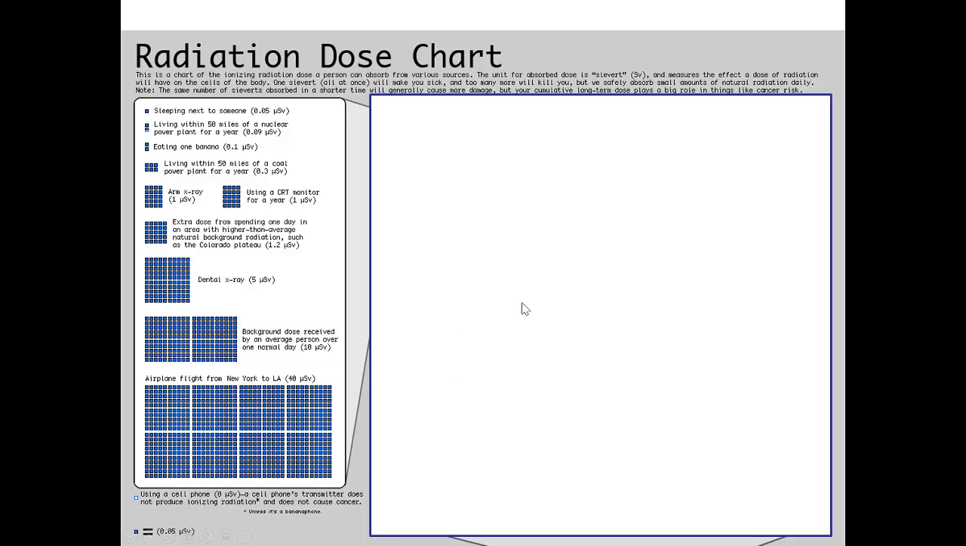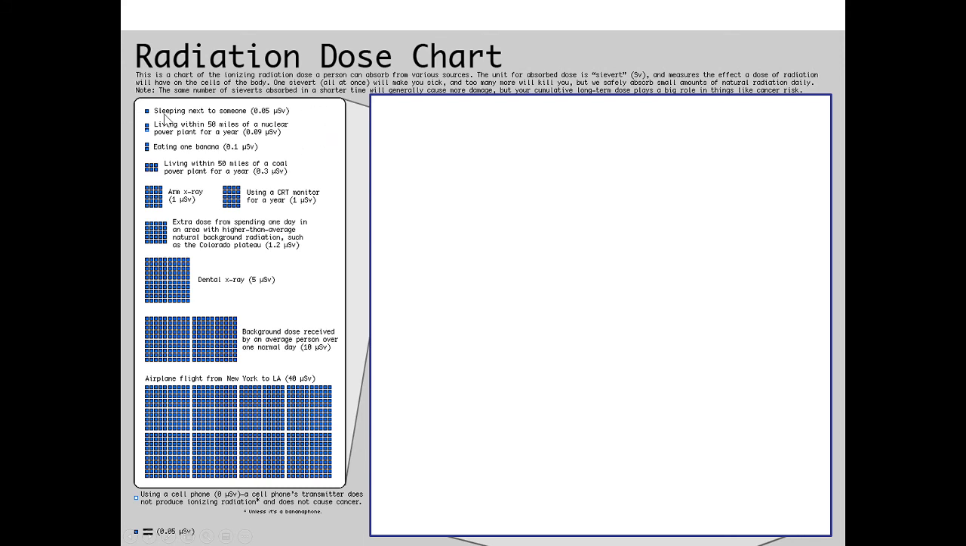Okay, the last slide that we're going to look at is this radiation dose chart. These are not exact measurements, but it does give you a general, pretty solid idea of comparing radiation from different sources. Okay, so notice what it says here on the slide. It says 1 sievert all at once will make you sick and too many more will kill you. But we safely absorb small amounts of natural radiation daily. The same number of sieverts absorbed in a shorter time will generally cause more damage, but your cumulative long-term dose plays a big role in things like cancer risk.